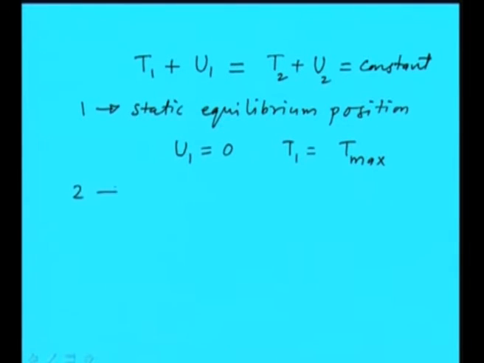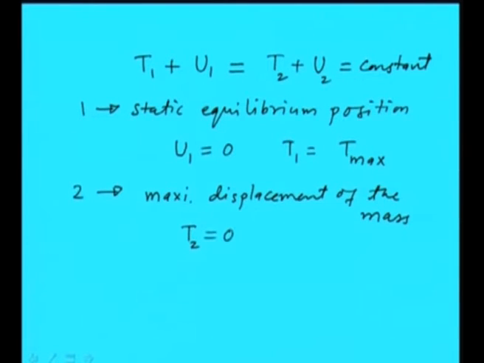and if 2 corresponds to the maximum displacement of the mass, or the extreme position, there we will find that the kinetic energy will be 0. We will see this particular thing with the help of an example also, how they become 0, and the potential energy will be its maximum.